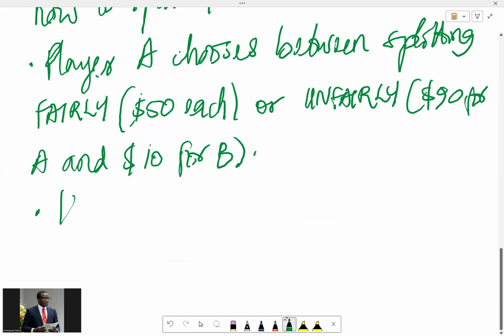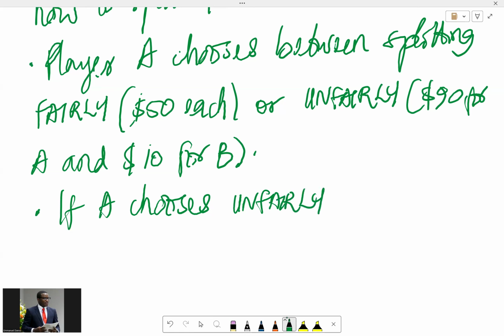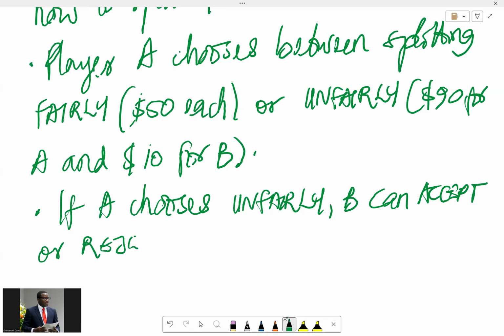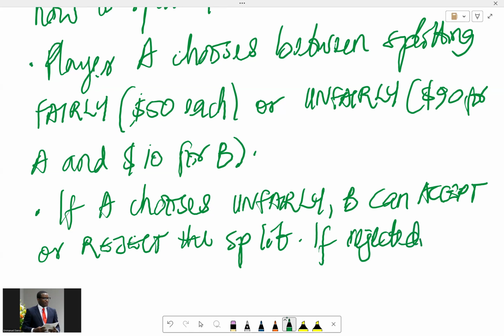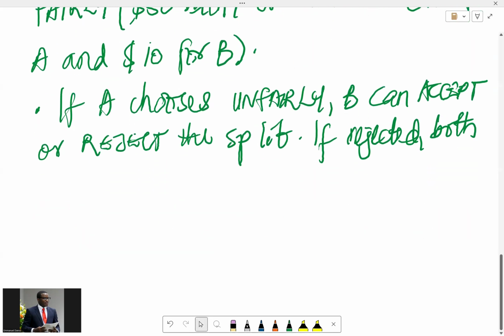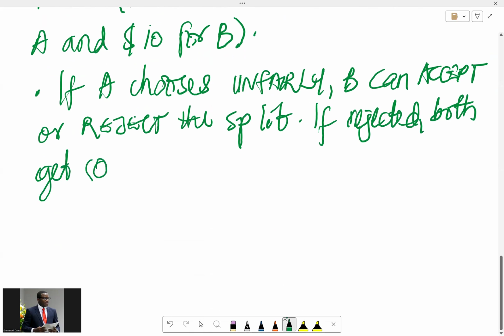Then, if A chooses unfairly, that's where the real game is. If A chooses unfairly, B can accept or reject the split. And then there's one more thing: if rejected, both get nothing. Both get $0. Okay, so that's how that goes.